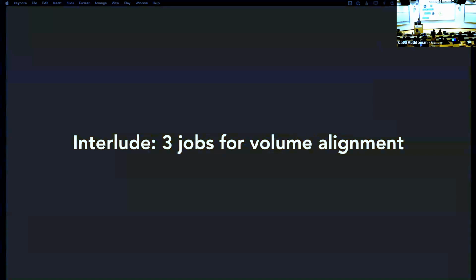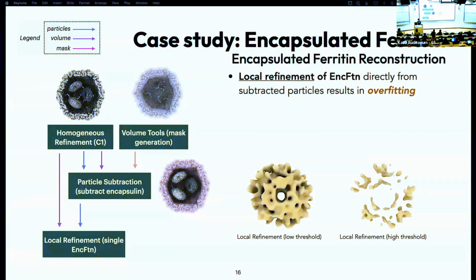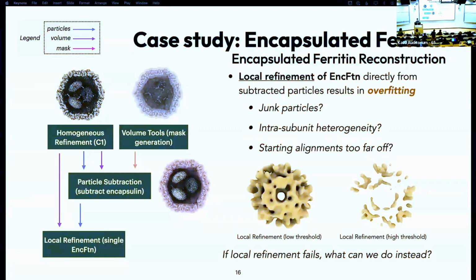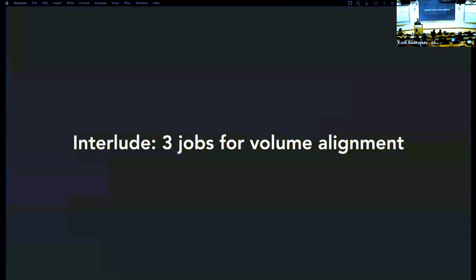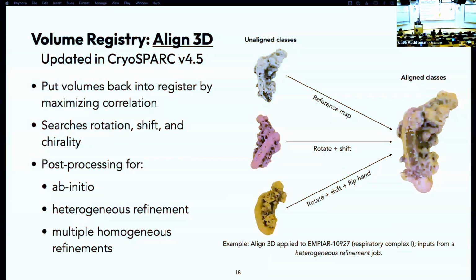Before I answer this question about why local refinement struggled here and what we can do instead to get further, I just want to talk a little bit about three jobs that are used for volume alignment in CryoSPARC. Some of this we did discuss this morning, but it would be nice to review before we use them in gory detail.